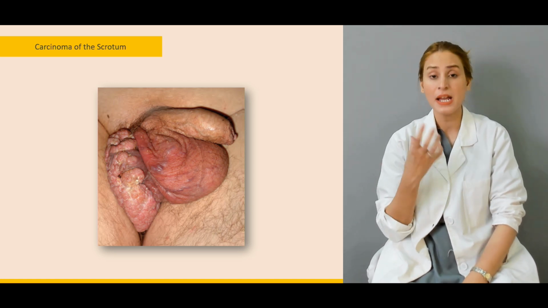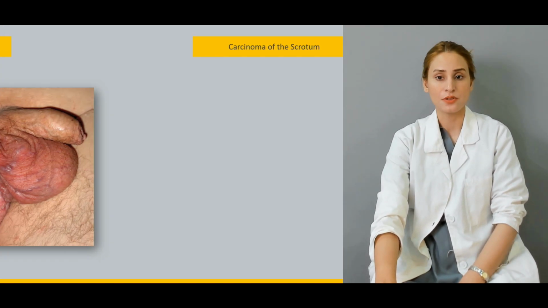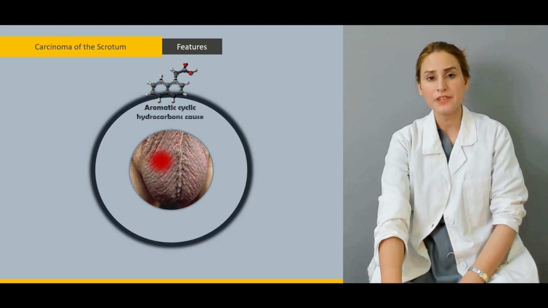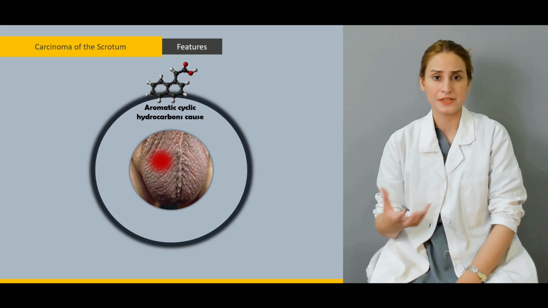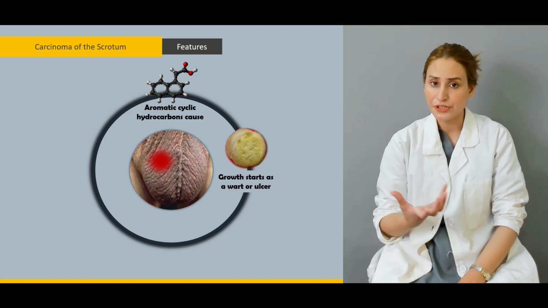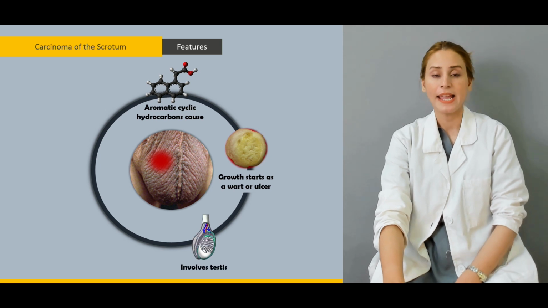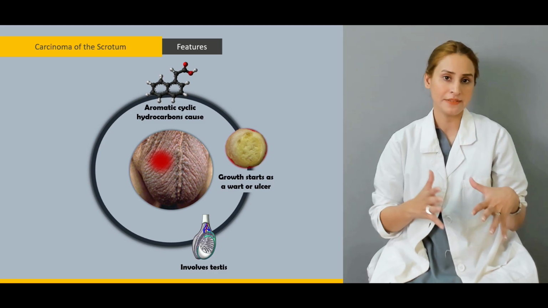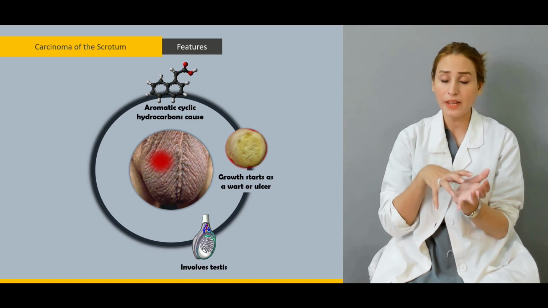And how they develop: they develop as a smaller lesion, a small ulcer, and it ultimately leads to a full-blown cancer. If we talk about the features of the carcinoma, most of the time aromatic cyclic hydrocarbons are causing the carcinoma of the scrotum, and their growth usually starts as a wart or as an ulcer. And when they are locally invaded, we know that the scrotal skin is actually enclosing the testes.